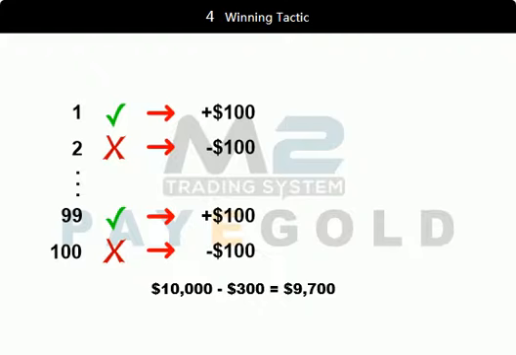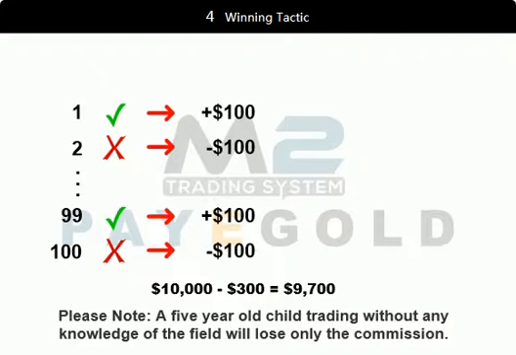Note, a 5-year-old child trades without any knowledge in the field and only loses commission. How do you explain it? A 5-year-old child is better than an experienced Forex trader? How does he only risk commission? I'm going to teach you that right now.